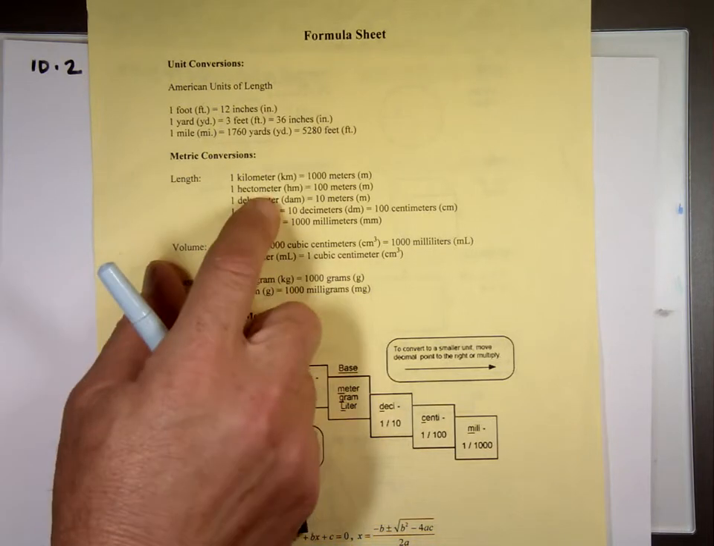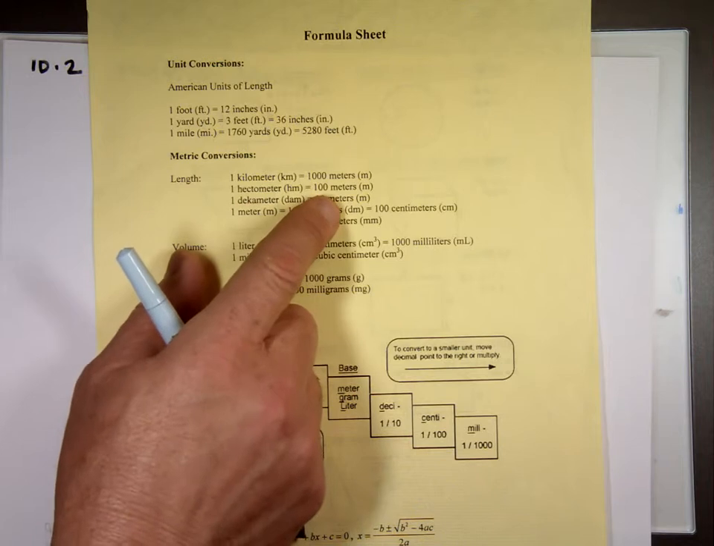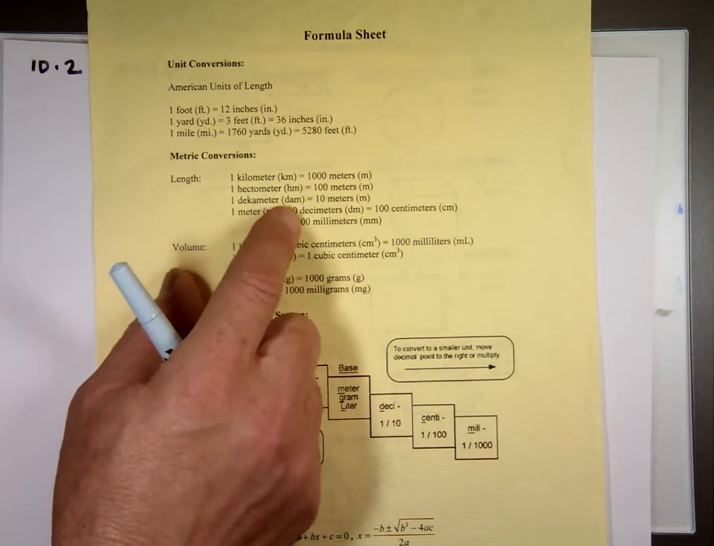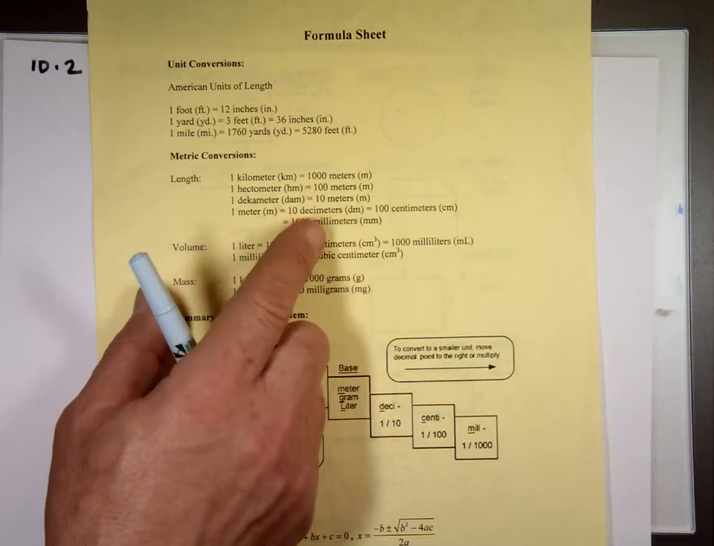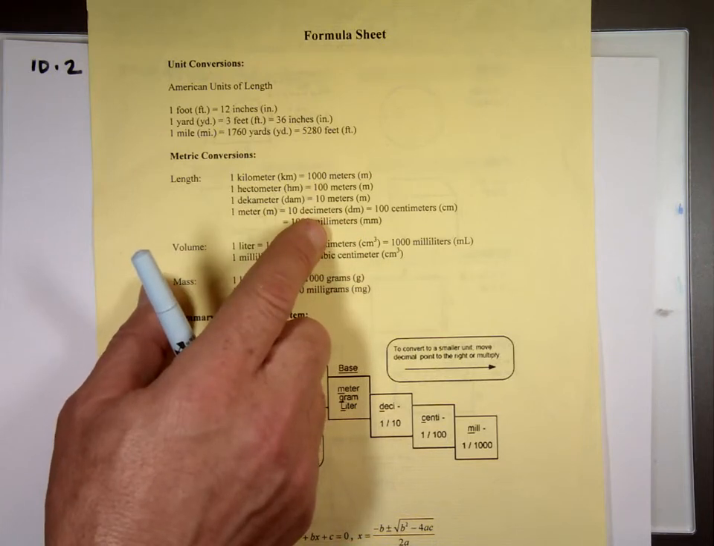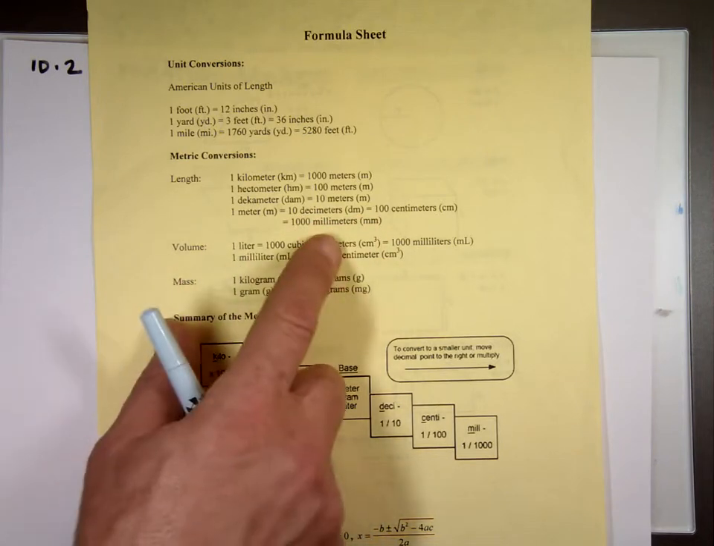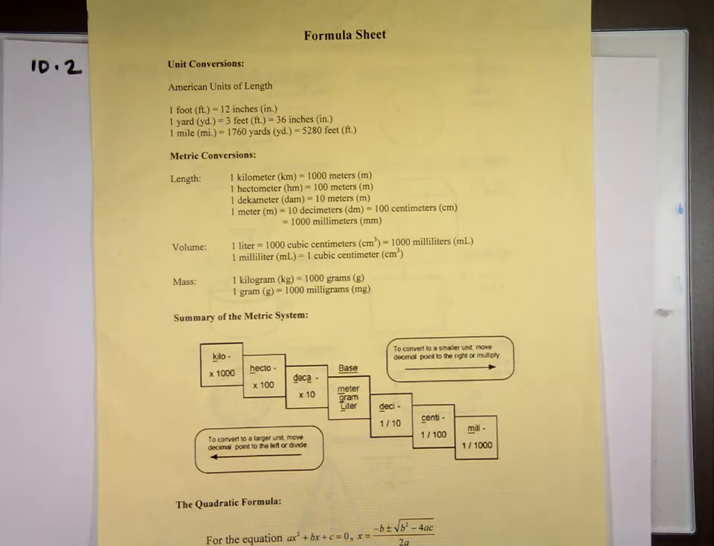Then they also have a hectometer, which is 100 meters. They have a decameter, which is DAM, that's 10 meters. They have a decimeter, which is 1/10 of a meter. Centimeter, 1/100 of a meter. And a millimeter, which is 1/1,000 of a meter.